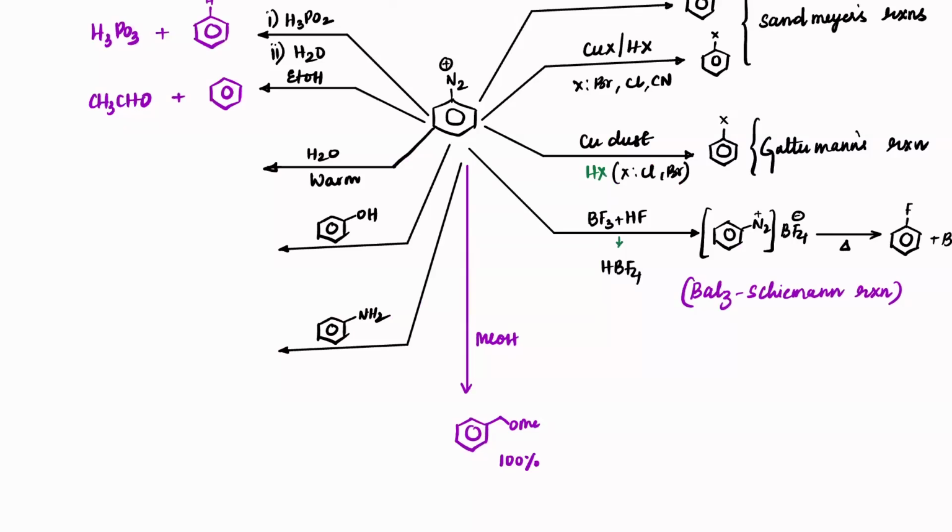Next, warm water will also give you phenol here, which is the oxidized form, right? Next, when you react with phenol, it will form an azo dye, OH here, and double bond N here with benzene. Likewise, here also we'll get NH2 here and double bond N with benzene.